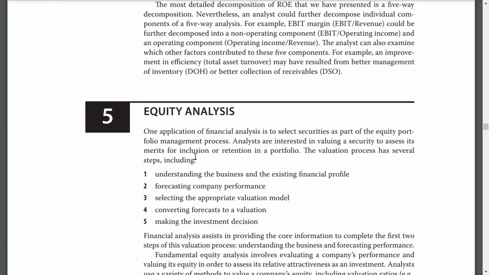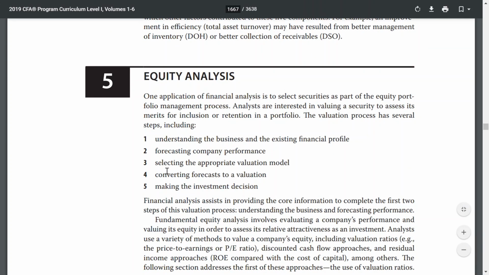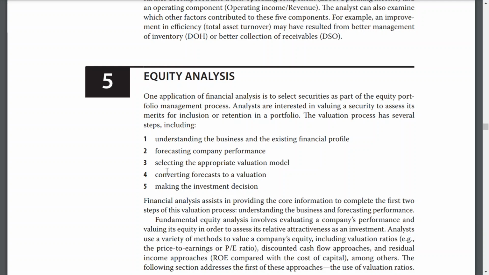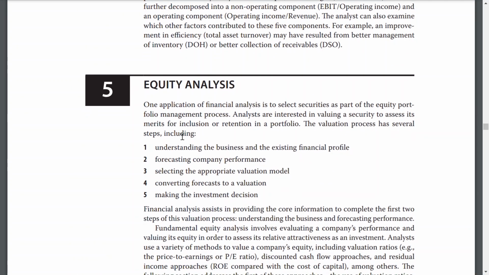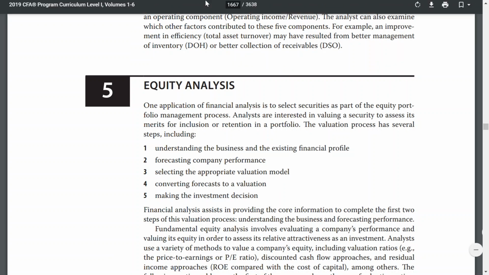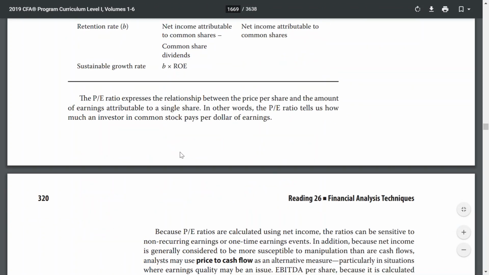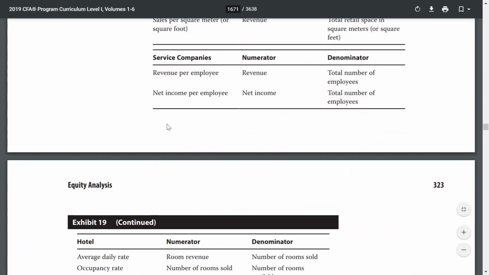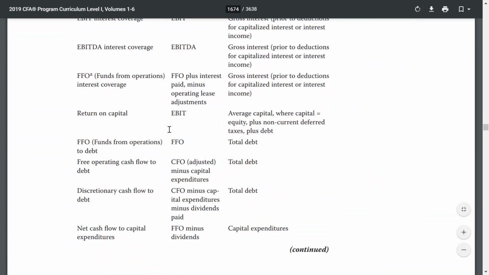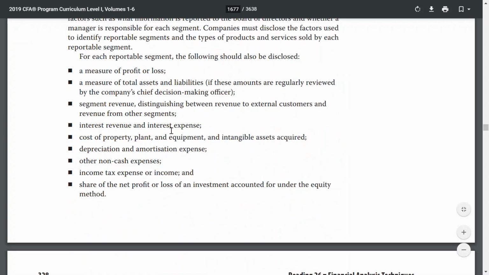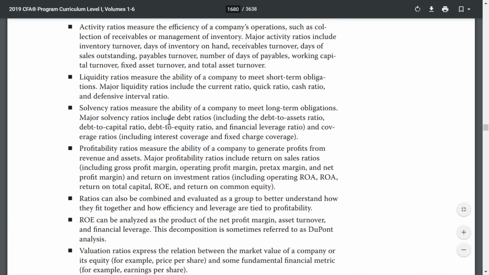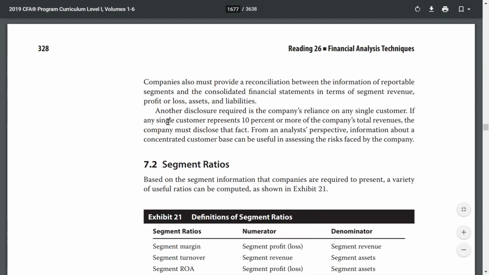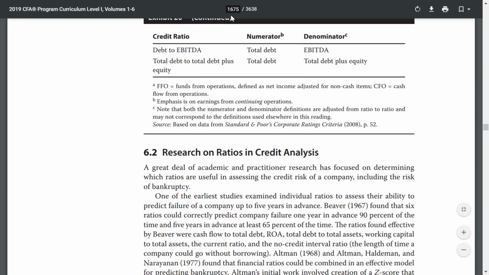Okay. Equity analysis. Okay, we will pause our reading on equity analysis. Let me see how much more on this chapter we have. Okay, we have quite a bit. So I think we will pause on equity analysis. Actually, you know what? Let's finish this. Let's go back to 1667. Let's finish this whole reading.